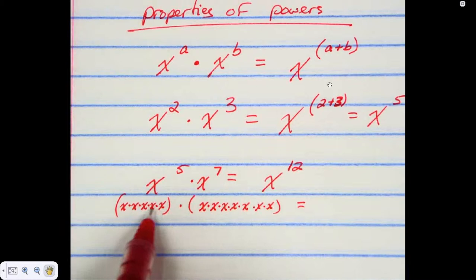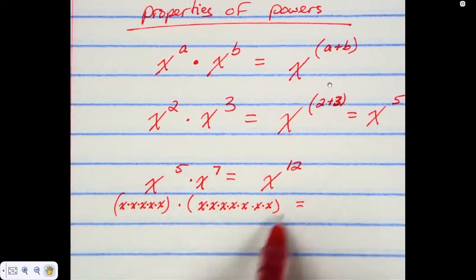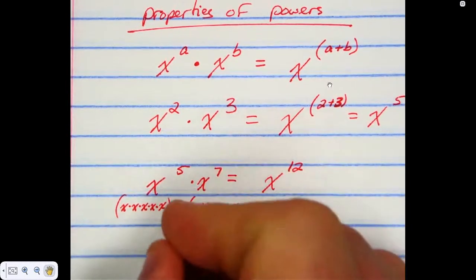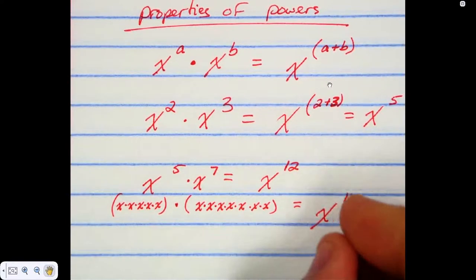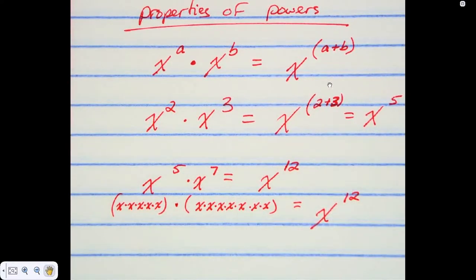So now, instead of just multiplying 5 x's together, or over here 7 x's together, when I multiply them together, I'm now multiplying a total of how many x's together? You see, that's why you add the exponents? Everybody make sense? That makes sense?